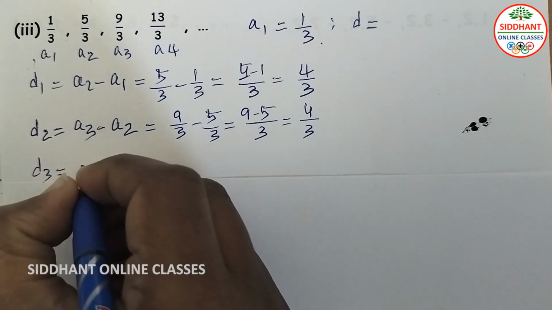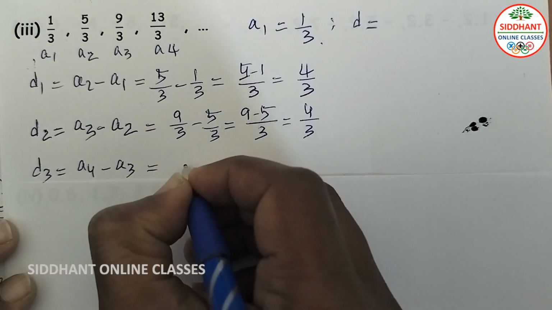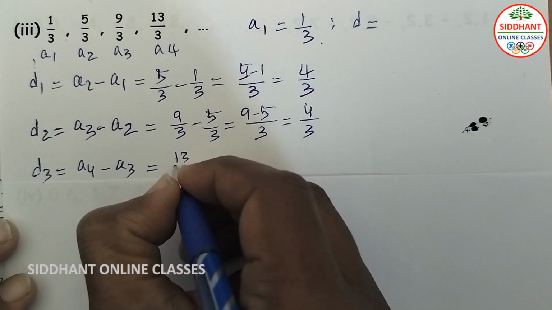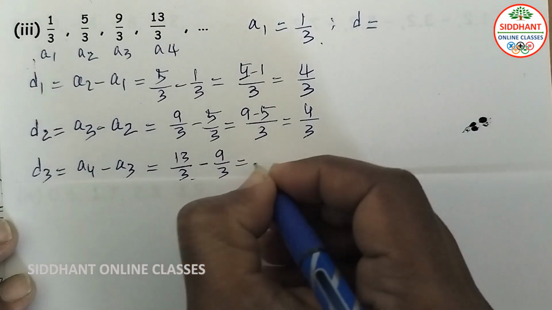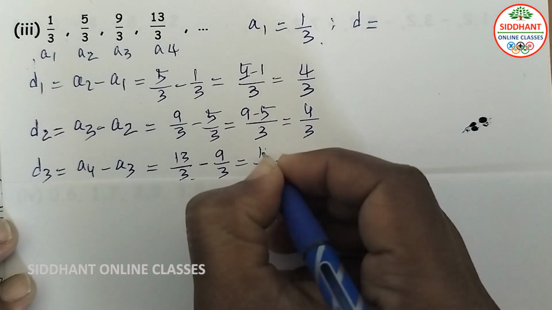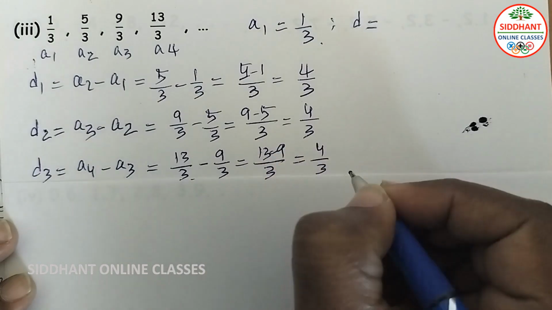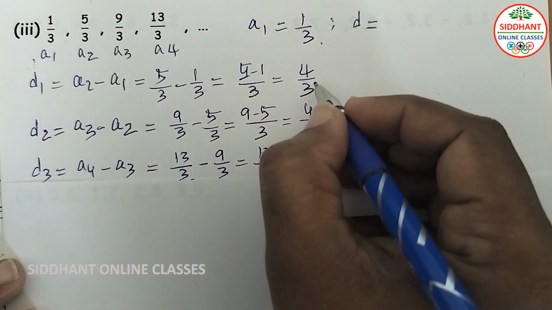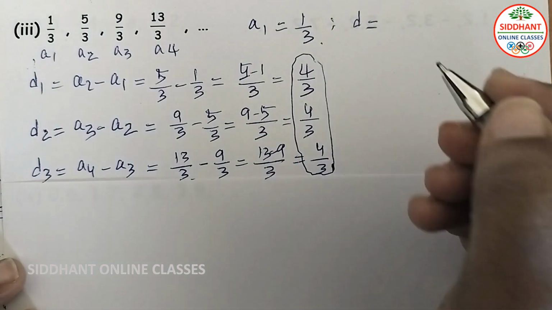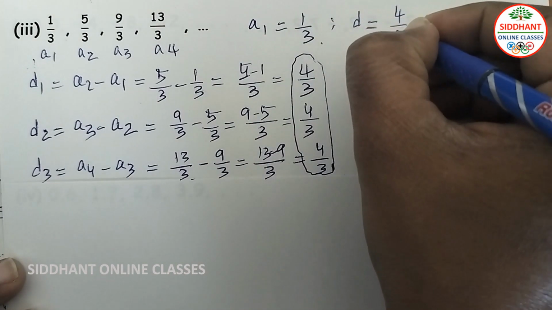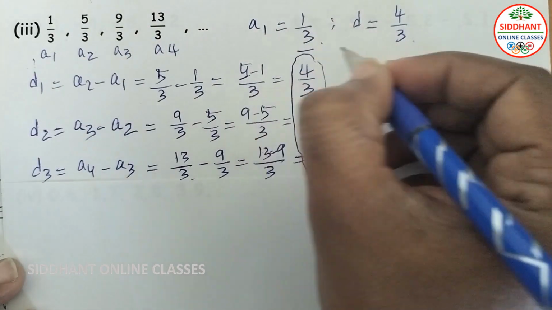D3 is equal to A4 minus A3, that equals 13 by 3 minus 9 by 3. Taking LCM 3, 13 minus 9 equals 4 by 3. So here we get a common difference, which is 4 by 3. So D is 4 by 3, and the first term is 1 by 3.